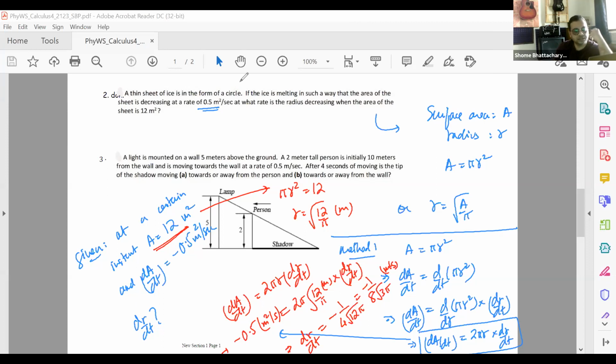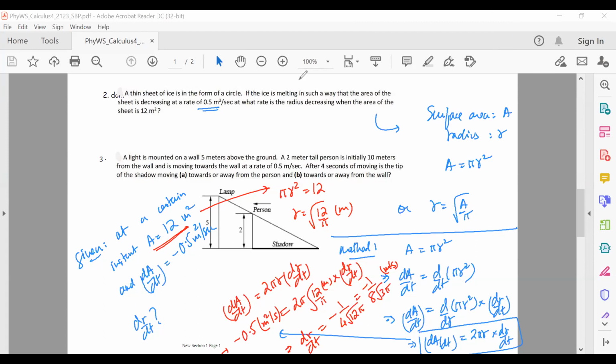Okay, Parv, this is clear? The calculation part also? I didn't get the last step. The last step, the value of dr by dt. Yes, sir, that minus 1 by 4 root 12 pi.